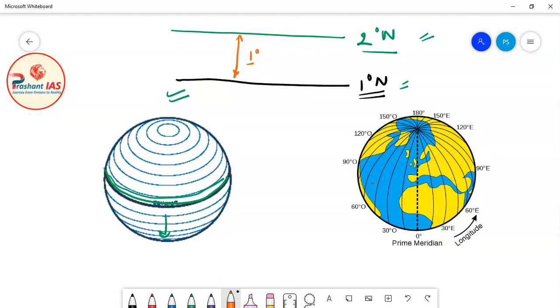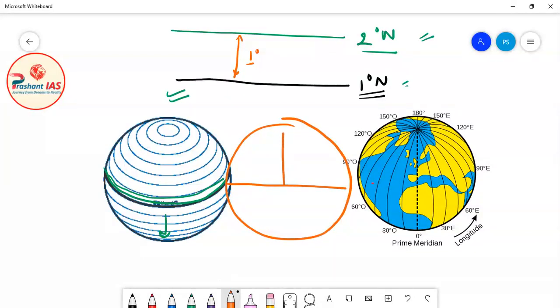Now what I want to explain is that we know that Earth is very big, so we cannot cover all the locations if we are only counting in terms of degrees. For example, let's suppose this is Earth, and this is equator. Now we know that the distance from equator to north pole is very large.